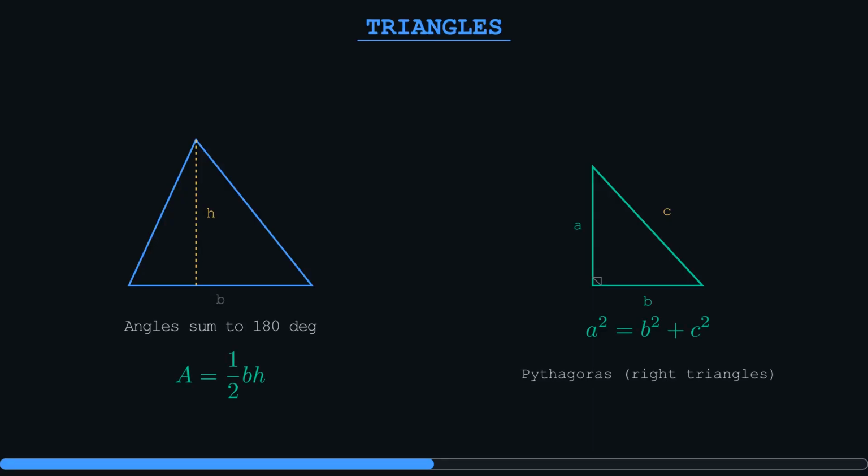In any triangle, the three interior angles always sum to 180 degrees. The area is 1/2 base times height. For right-angled triangles, Pythagoras' theorem applies. The square of the longest side, called the hypotenuse, equals the sum of the squares of the other two sides.